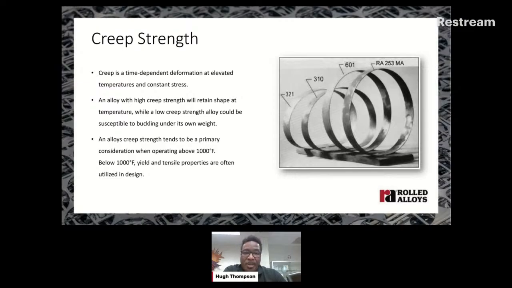An alloy with high creep strength will retain its shape at temperature, while a low creep strength alloy could be susceptible to buckling under its own weight. Another thing to consider when designing for these high temperature applications, above 1,000 degrees, is it's best to consider creep strength. Below 1,000 degrees, it's best to consider yield and tensile properties.